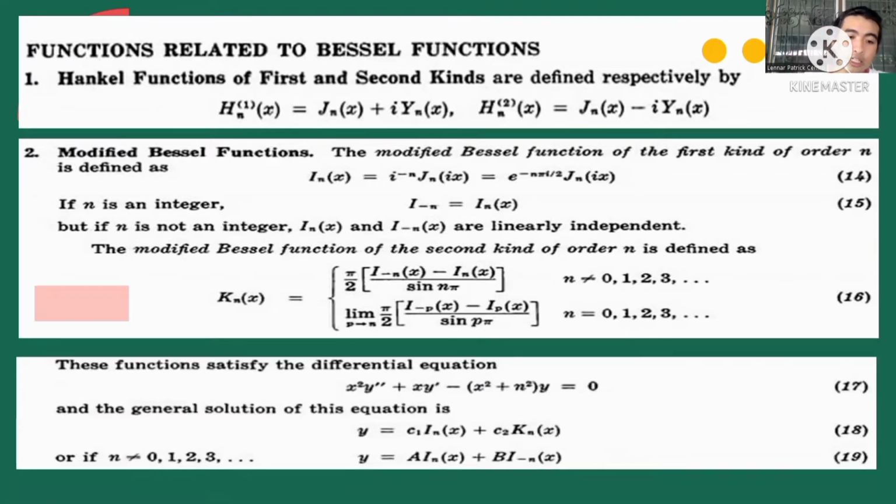This function satisfies the differential equation x squared y double prime plus x y prime minus (x squared plus n squared) y equals 0. The general solution of this equation is y equals c sub 1 I sub n of x plus c sub 2 K sub n of x. Or, when n is not equal to 0, 1, 2, 3, y is equal to a I sub n of x plus b I sub minus n of x.